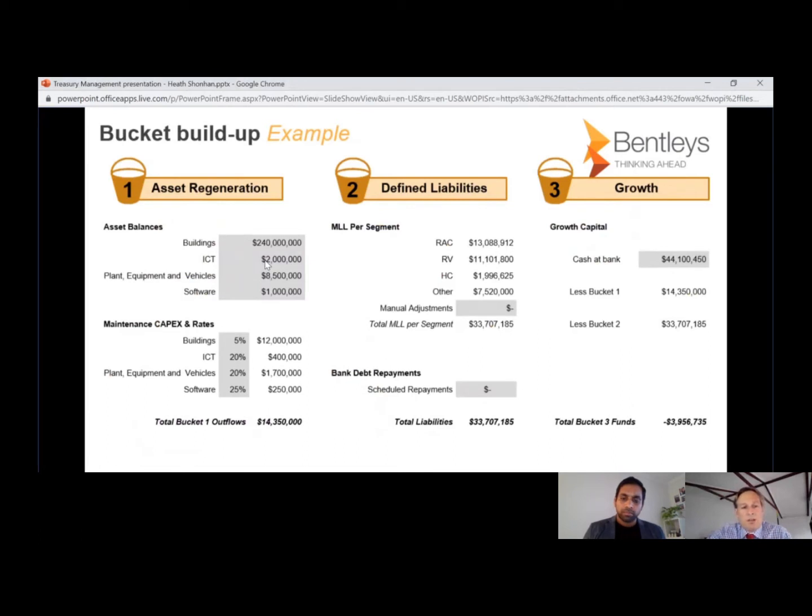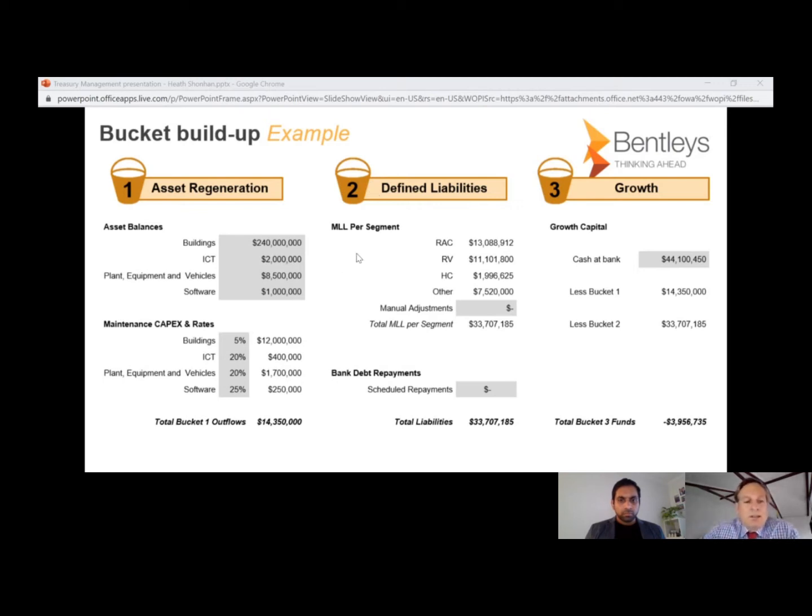So as I mentioned, asset balances are the focus of bucket number 1. And in this de-identified example, consider an organisation, an aged care provider that has $240 million of land and buildings. It has $2 million invested in information, communication and technology assets. It has $8.5 million tied up in plant and equipment, including vehicles, and a further $1 million tied up in software. All balances extracted from various line items in the organisation's balance sheet.